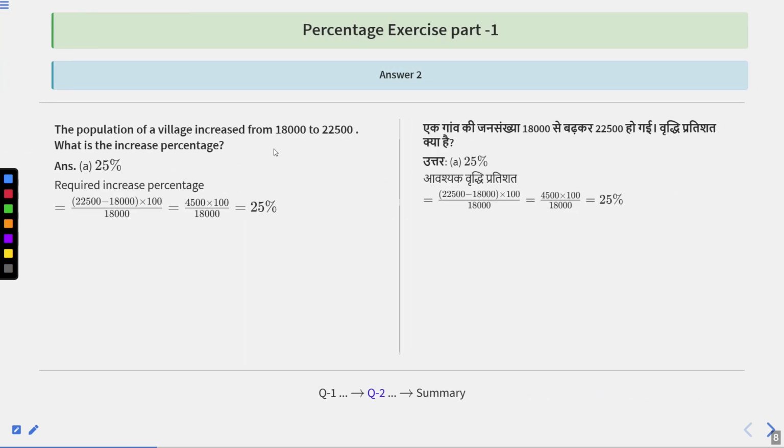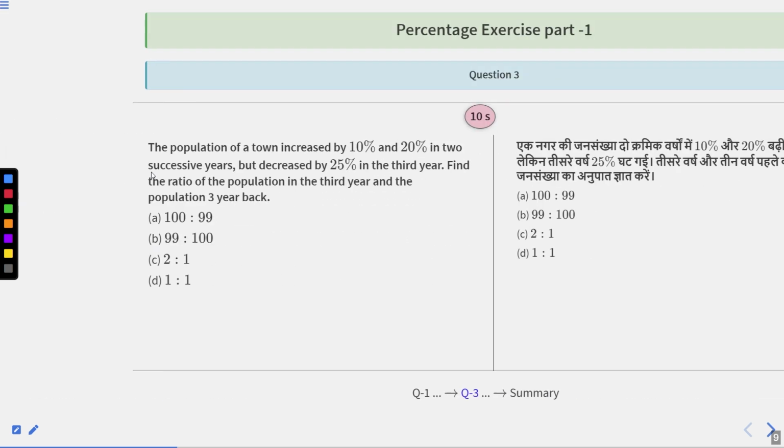So, this is the initial population, this is the final population. So, percentage increase is going to be final minus initial upon initial into 100. That is 22,500 minus 18,000 upon 18,000 into 100. That is 4,500 into 100 upon 18,000. So this comes out to be 25%. That means there is an increase of 25% in the population of a town. Option number A is the right answer.